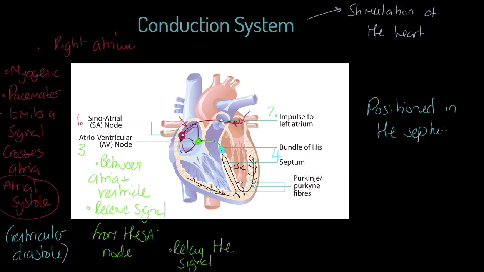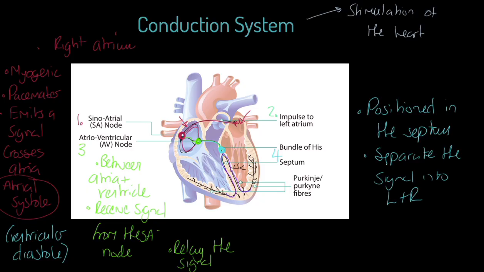And what this bundle of His is going to do, let me just give a little bullet point, positioned in the septum, it's going to separate the signal, which of course is a single signal at this point, into left and right branches. So I'll just put L and R. So can you see here that effectively what's happening in our bundle of His is that we're now going to move to the next phase, which is where this signal is going to pass down as two separate signals on left and right.